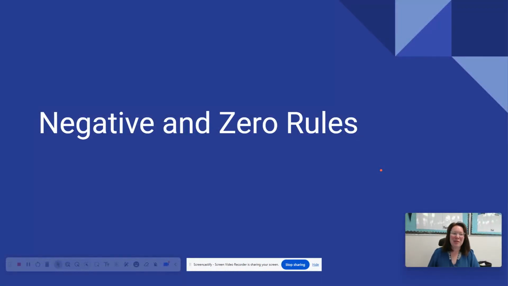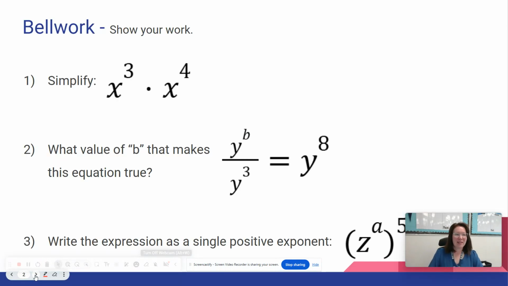Hi, today we learned about the negative and zero rules of exponents. That's two different rules, and we're going to talk about both of them. So first we started class with bell work.